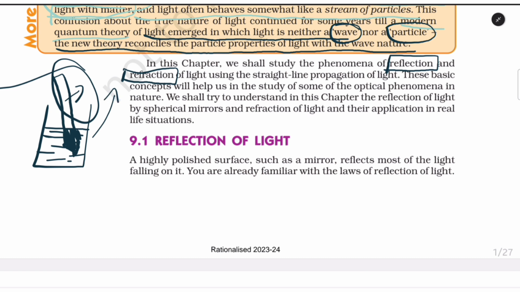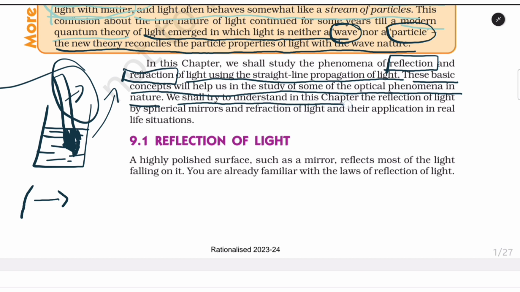These are the two things you will study here, using the straight line propagation of light. Straight line means light always passes in a straight line. These basic concepts will help us in the study of some optical phenomena in nature. We shall try to understand in this chapter the reflection of light by spherical mirrors and refraction of light through lenses.